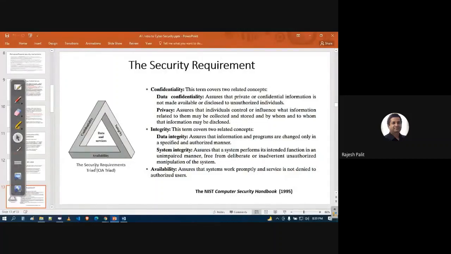In developed countries, when an organization collects information from you, they also mention that if the government or any government regulatory authority wants that information, they are bound to share it. That is, they will tell you to whom they will be sharing the information, so that you understand and can decide whether to share the information or not. So that is privacy.